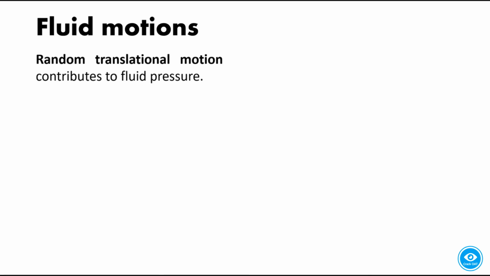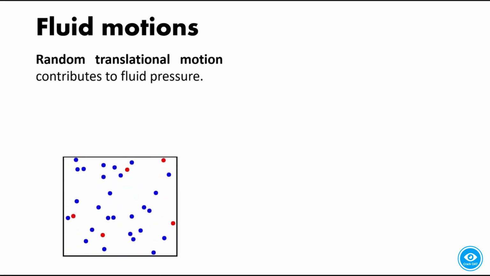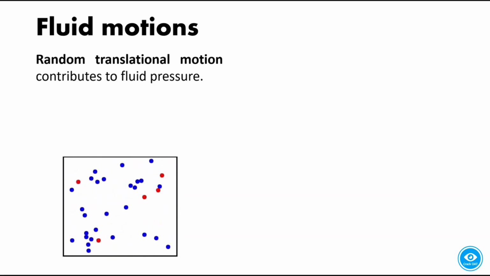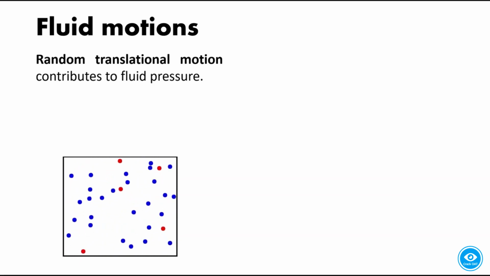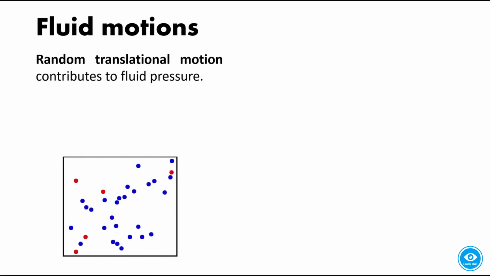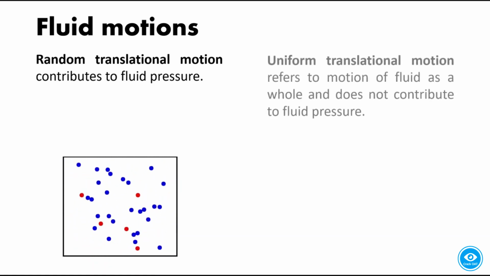First one is random translational motion, and this is what contributes to the pressure of the fluid. And as you can see in the diagram, random translational motion is literally just fluid particles randomly bouncing against each other and against the walls, and this is what creates fluid pressure.